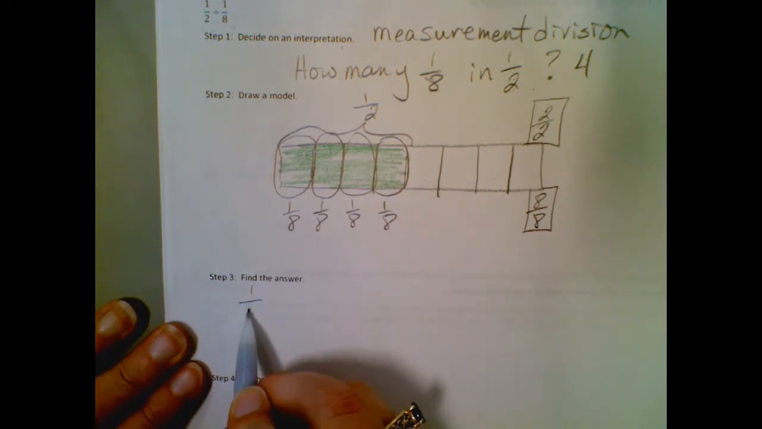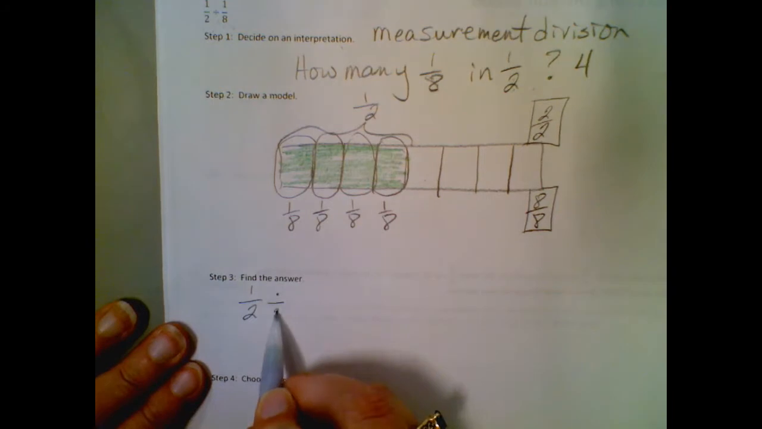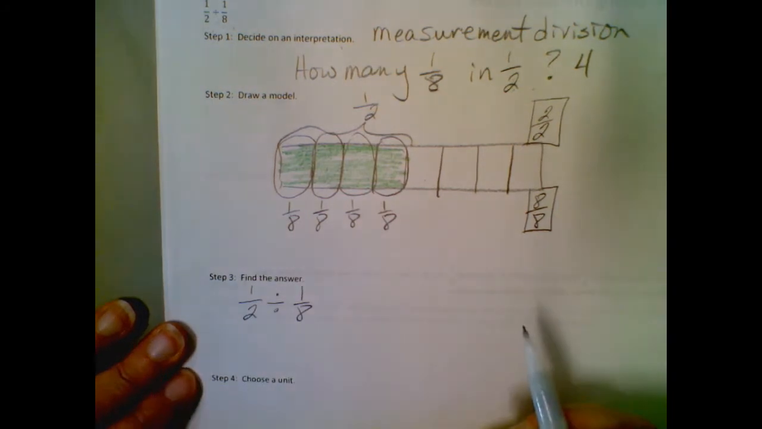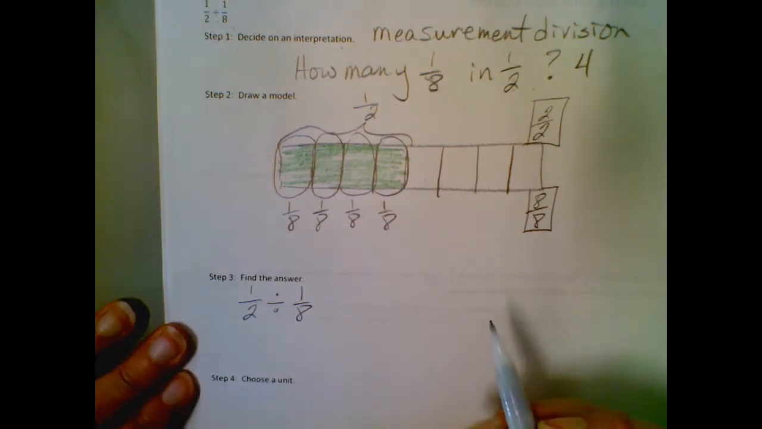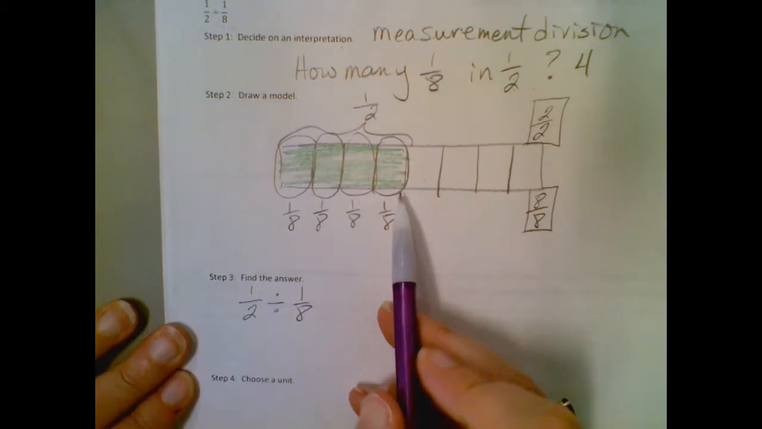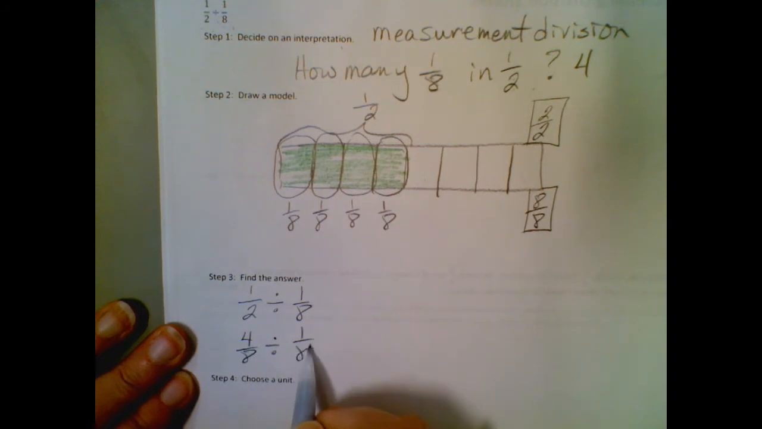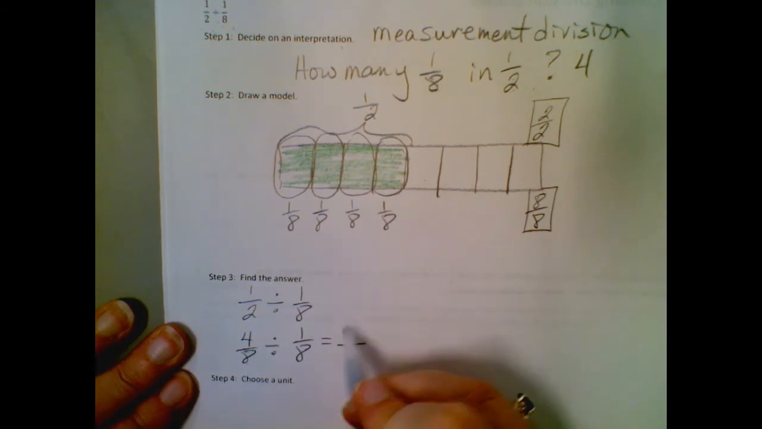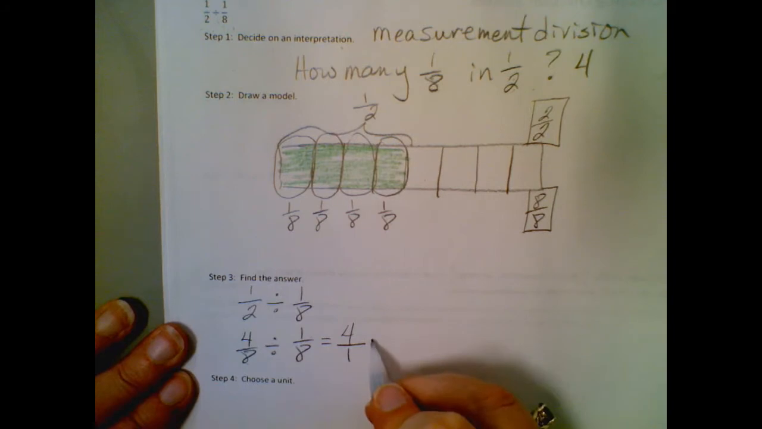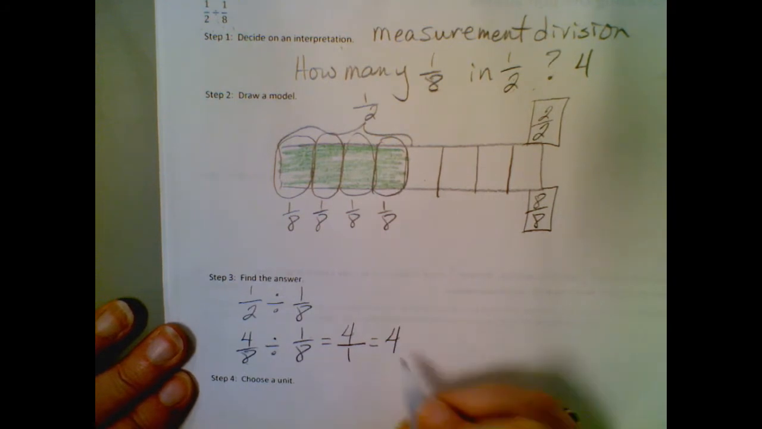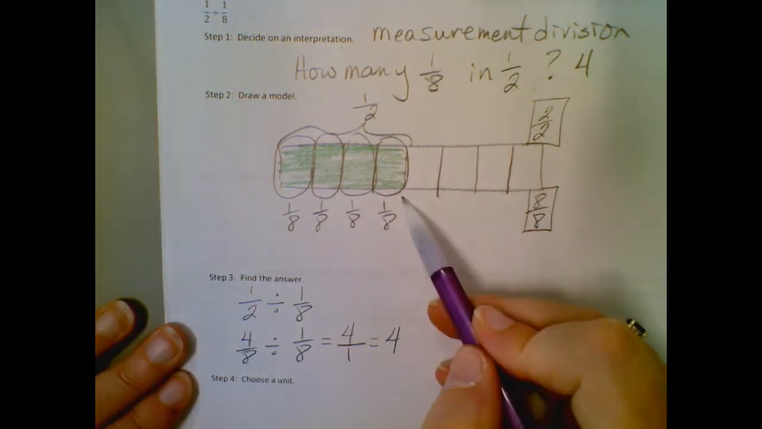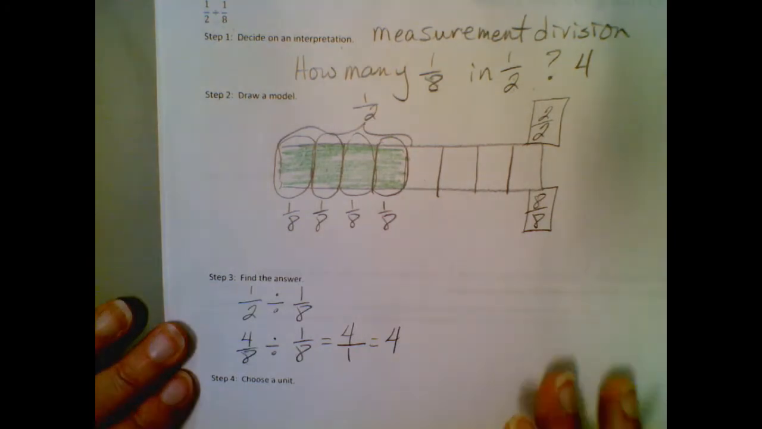Let's go 1/2 divided by 1/8. Let's use common denominators. So I know that there are 1, 2, 3, 4, because we've done that. 4/8 broken into groups of 1/8. And 8 divided by 8 is 1 whole. 4 divided by 1 is 4. And 4 over 1 gives me 4 wholes, which is what I see up here in my model as well.